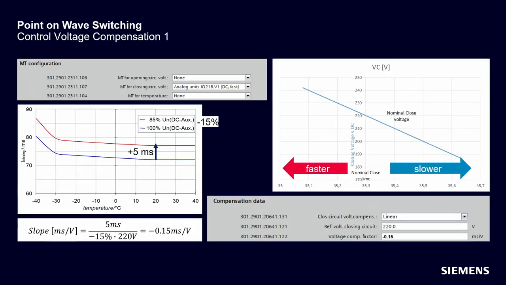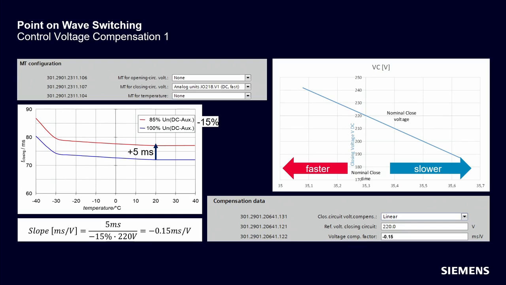So on this slide, control voltage compensation is shown. On the right hand side you can see the linear graphic of voltage compensation. General approach is similar to the temperature compensation. Higher voltages, faster switching time, lower voltage, slower switching time. Parameter number 106 MT for opening circuit voltage and parameter number 107 MT for closing circuit voltage can be used for voltage compensation. Under compensation data you can decide whether to use linear or user-defined curve.